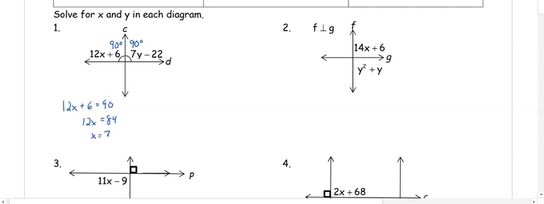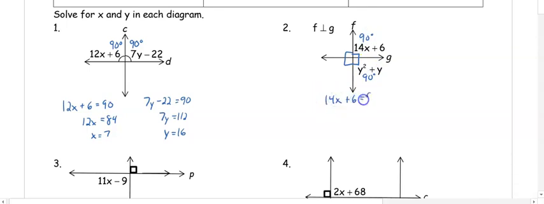In our second one, we have 7y minus 22 is equal to 90. We can add 22 to both sides, and we get 7y is equal to 112. When we divide by 7, y is 16. In number two, we have F is perpendicular to G. So if they are perpendicular, they're making right angles. So both of these are equal to 90 degrees.